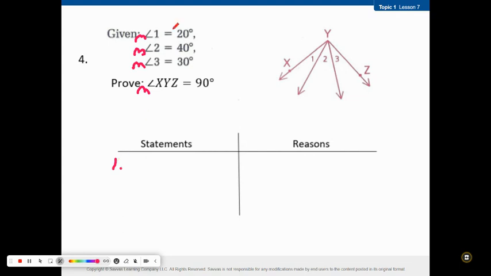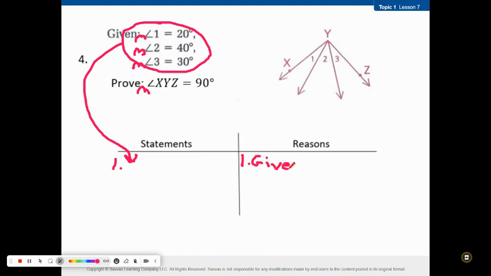So step 1, you're going to take all of this and put it down here. And you are going to physically write it. You're not just going to circle and go. Because if you do that on a test, I'm marking it wrong.